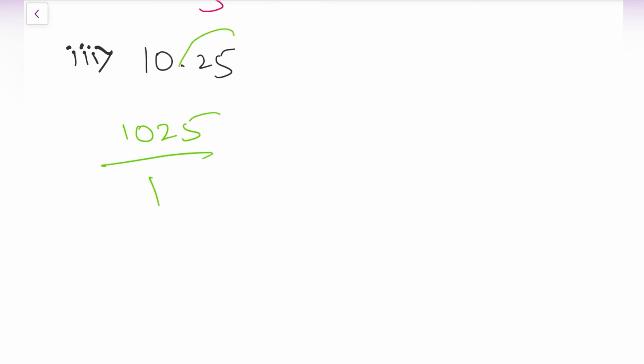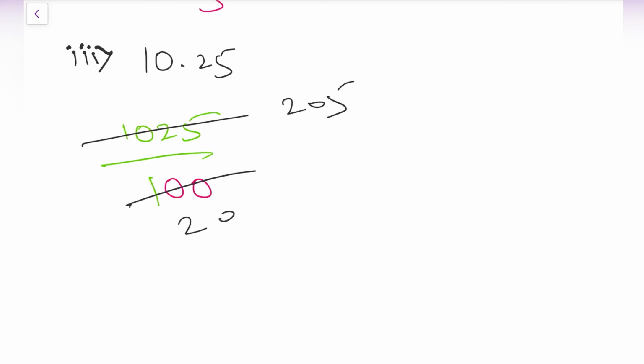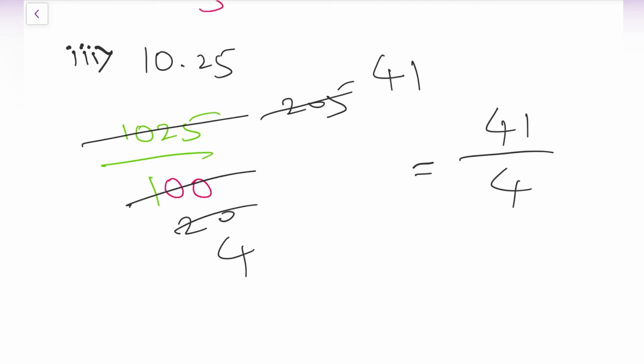Next, question number 3. We have 10.25. First, remove the decimal and write the total number, 1025 divided by 1. After the decimal, 2 digits are there, so keep 2 zeros here. If any simplification is possible, do that simplification first, compulsorily. 5 20s are 100, 5 205s are 1025, 5 4s are 20, 5 41s are 205. So the answer will become 41 divided by 4.